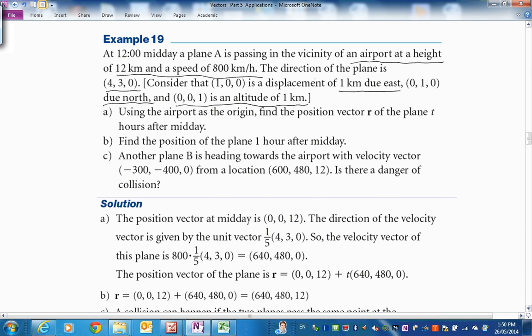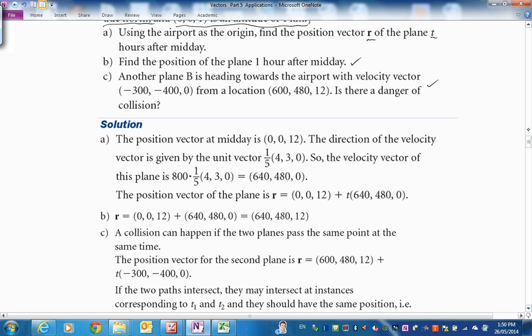Using the airport as the origin, find the position vector of the plane t hours after midday, and 1 hour after midday, and then look for another plane. Okay, so we'll come back and look at that other plane in a minute. Let's do the first thing. Position vector at midday is 0, 0, 12. So that means our position vector is 0, 0, 12, and every hour that goes by, how far are we going to displace our plane?